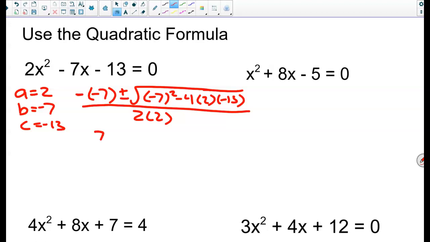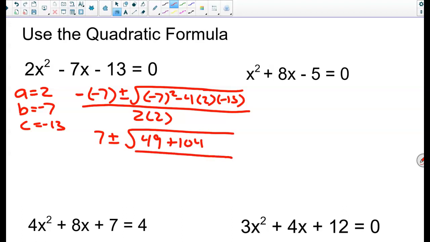Negative 7 is 7, plus or minus, negative 7 squared is 49. Negative 4 times 2 is negative 8. Negative 8 times negative 13 is 104. And that's all over 4. And now we get to our answers. 7 plus or minus the square root of 49 plus 104, which is 153, over 2.